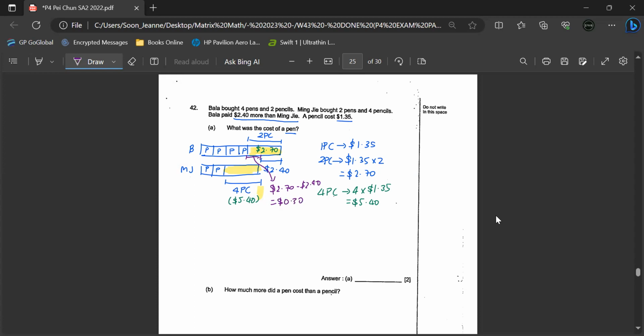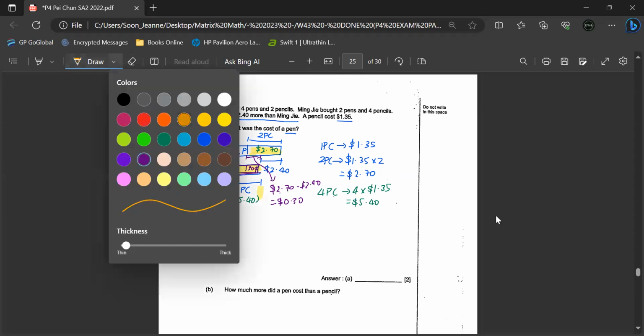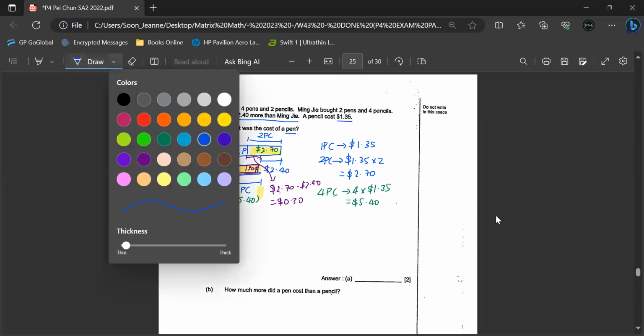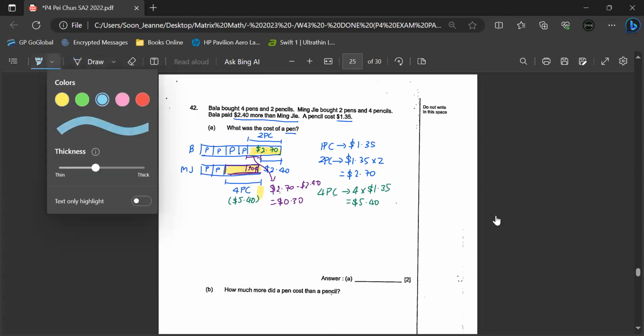Okay, so if that's the case, this is 540. If this little part is 30 cents, as we established from this, I can find the cost of 2 pens. Okay, let me highlight orange. Oh, sorry, I'm not highlighting. Give me a while, I'll change the color. This is here. So we can find the cost of 2 pens here.